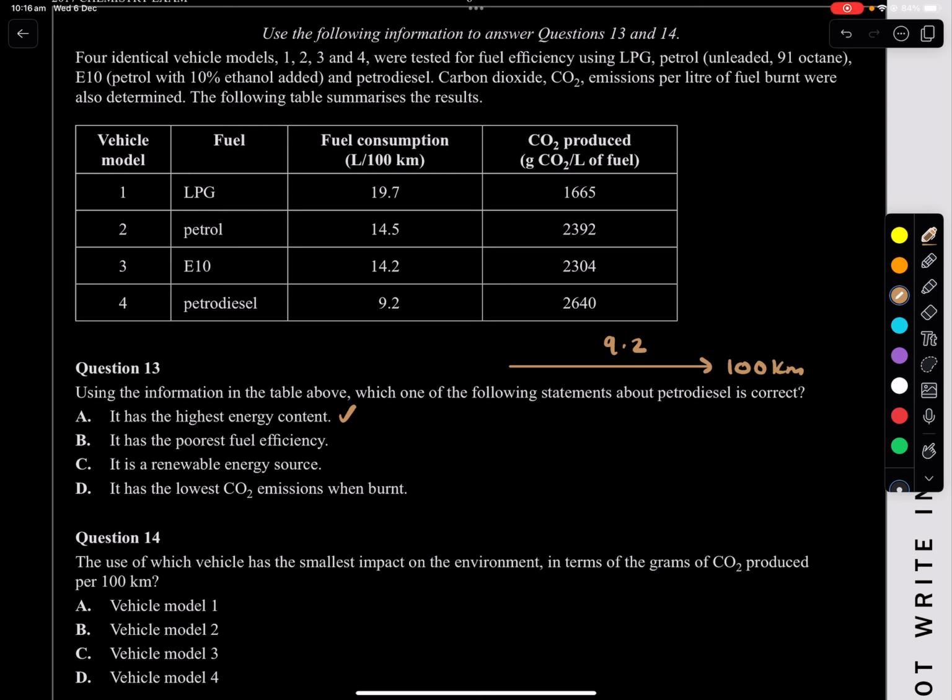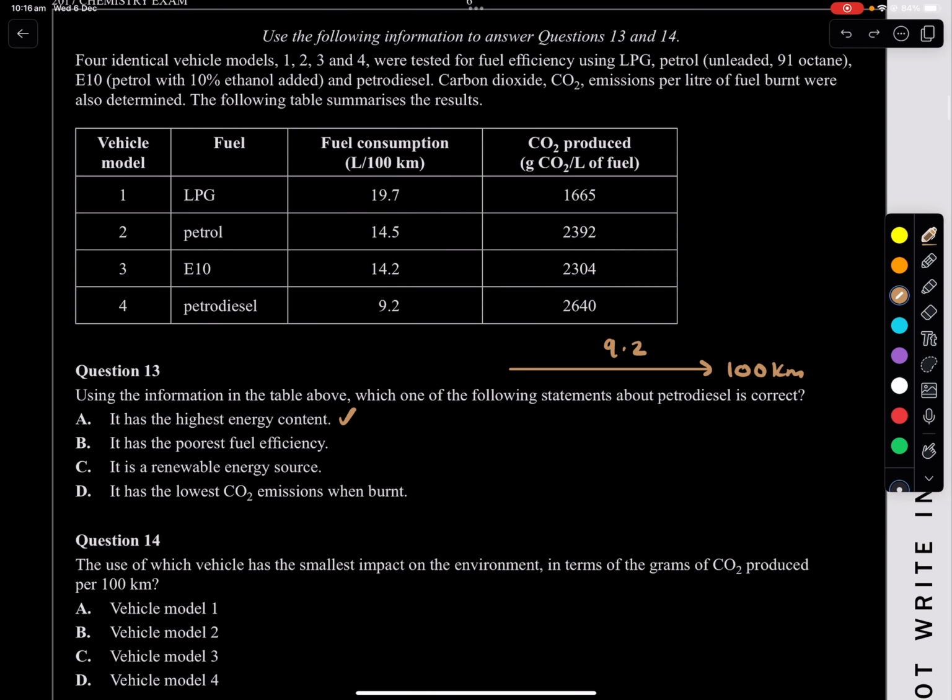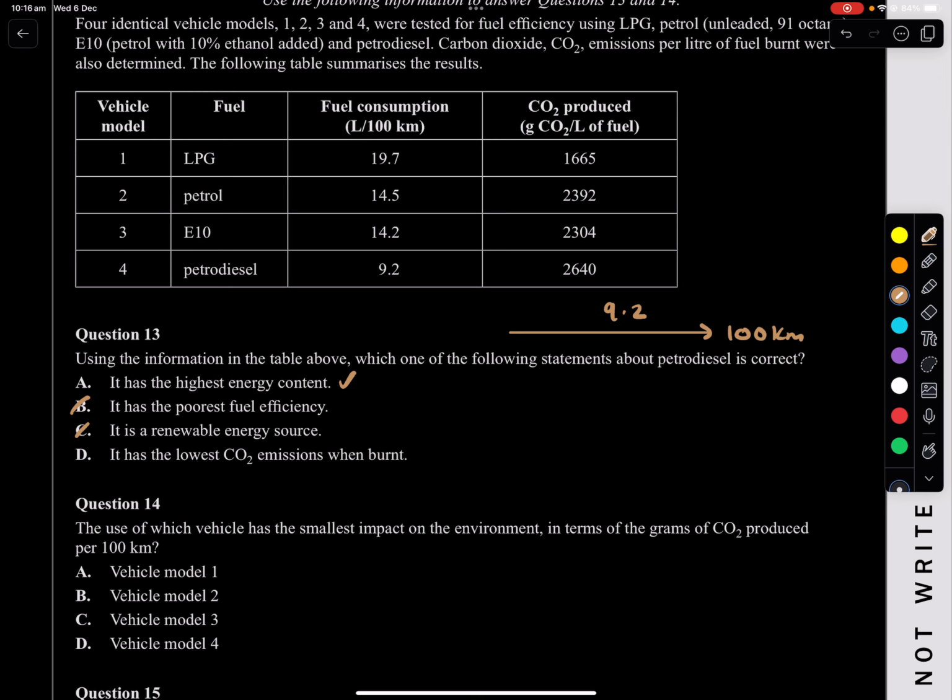B, it has the poorest fuel efficiency. That's rubbish. As we see, for 100 kilometers it only needs 9.2 liters, so it's actually the most efficient one. So that's wrong. C, it is a renewable energy source. That's absolutely not. Petrodiesel is a fossil fuel. D, it has the lowest CO2 emissions when burnt. Well, let's look at the CO2 produced. It actually produces the most of all of them. So that's wrong. So the answer for that one is A.